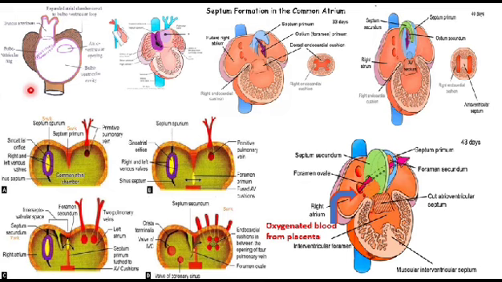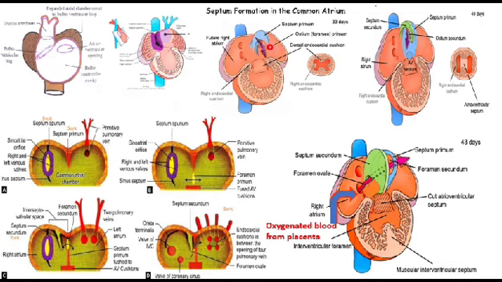So when the formation, now let us see the interatrial septum, how is it formed? So when the formation of atrioventricular cushions is in progress, dividing the primitive atrial cavity and the ventricular cavity into right and left atrioventricular canals, there is formation of septum primum.